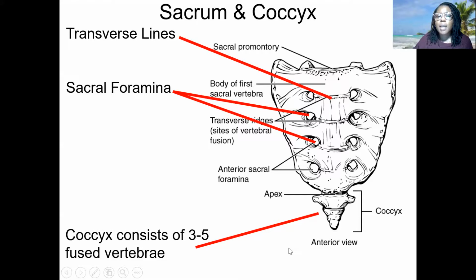The last structure, or the most terminal structure of the vertebral column, is the coccyx. This is consisting of 3 to 5 fused vertebrae as well. Now the 3 to 5 here is because there's a bit of a variation from anatomy to anatomy. So you may see 3, 4, or 5 vertebrae, but they all fuse to form an individual structure, which is called the coccyx, sometimes referred to as the tailbone.